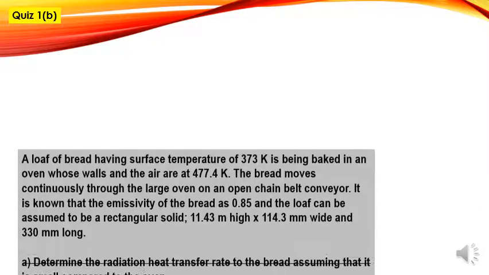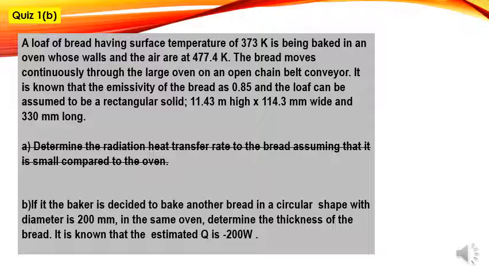Alright, so we already completed question 1a, but not 1b yet. According to question 1b, the baker decided to bake the bread in a circular shape, where the diameter of the bread is given, which is 200 millimeter, and the Q is also given. So we just need to know how much the thickness of the bread is. I will say that it is the height of the bread.